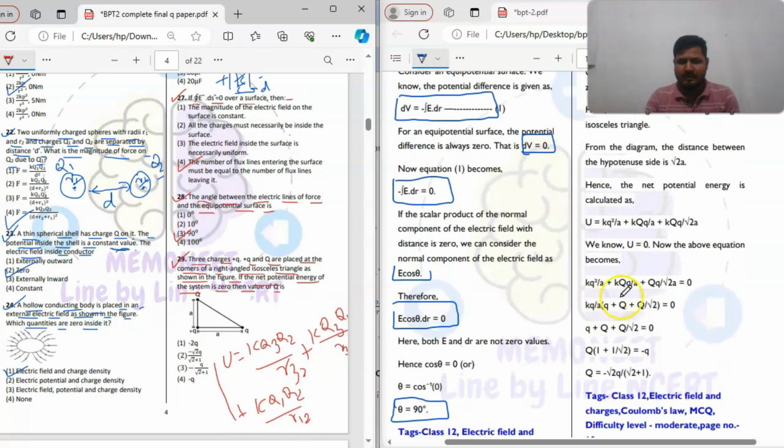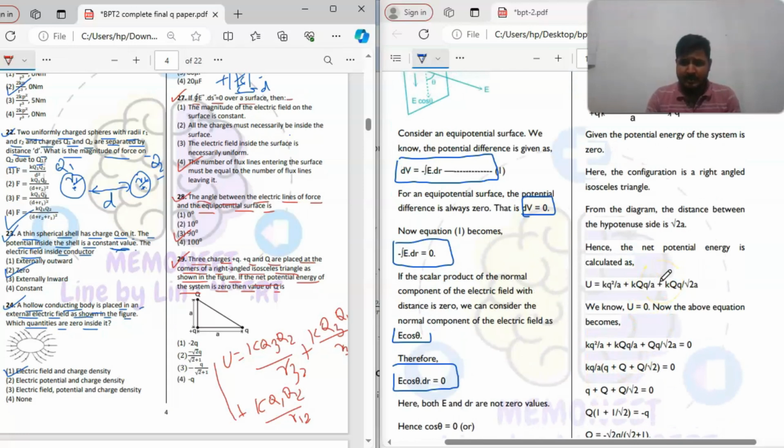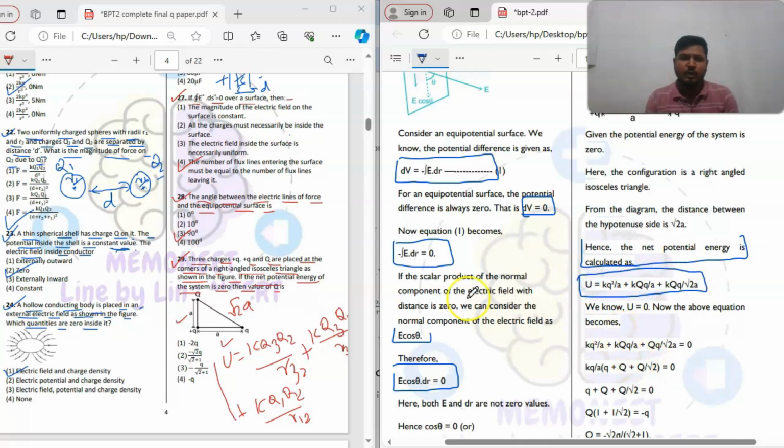Now look here, we have the figure. If this side is A, then what is the length of this one? This is root 2 A. Now what is the net potential energy of the system? That is U is equal to kq square by A, and this one is our value. Now we know from the question that U is equal to 0.